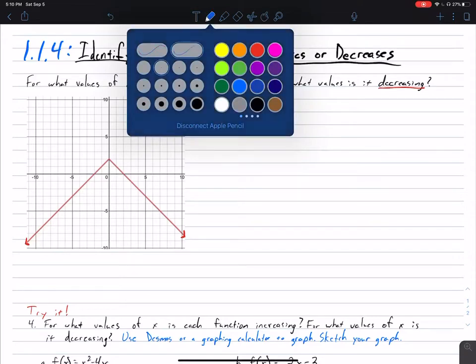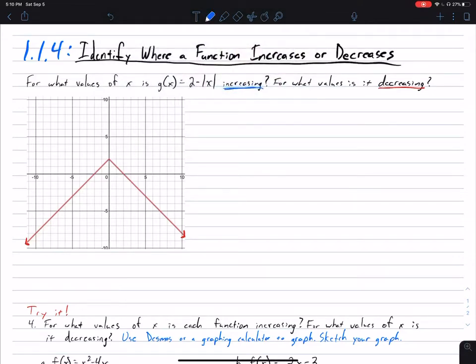And we want to be careful. We don't want to mix this up with positive and negative intervals, where in the last video we looked at above and below the x-axis. Here we're looking at when is the graph increasing, when is it going up, and decreasing, when is it going down.